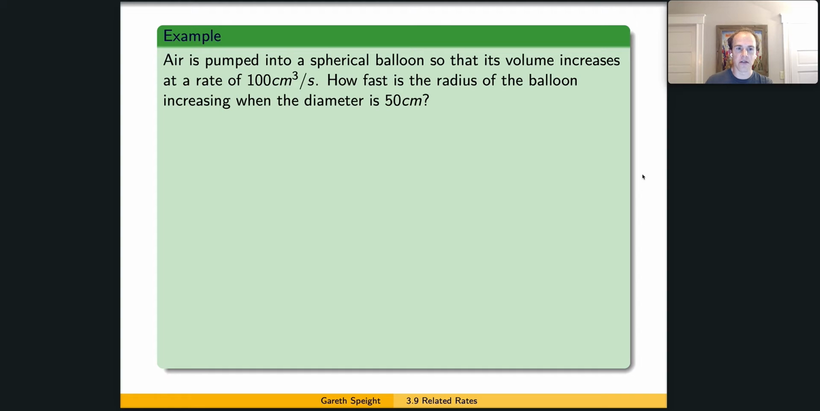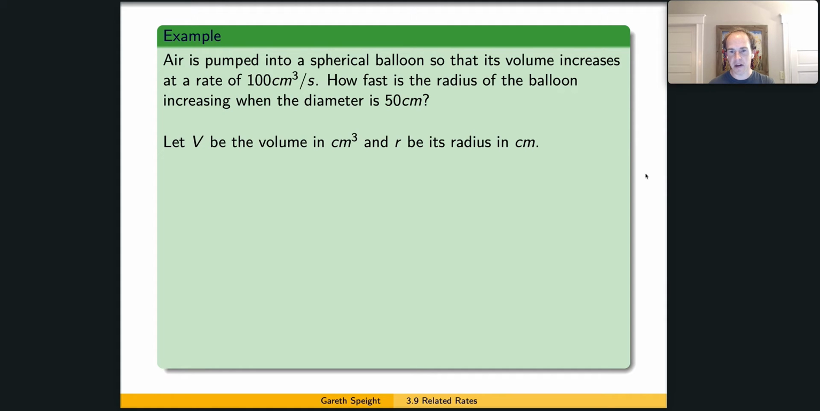So let's see another example. Air is pumped into a spherical balloon so that its volume increases at a rate of 100 centimeters cubed per second. We want to know how fast the radius of the balloon is increasing when the diameter is 50 centimeters. So what are the important quantities? What is changing? What are we trying to calculate? Well, we're interested in the volume. Volume is increasing, and we want to know something about when the radius is increasing. So we better give some names to the volume and the radius. All right, we better introduce symbols for those. So let V be the volume and R be the radius.